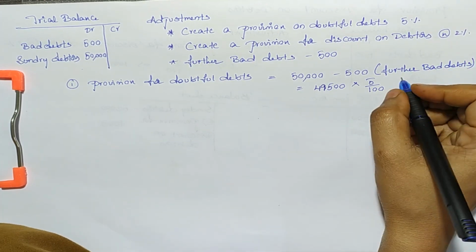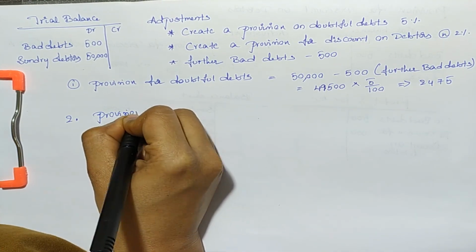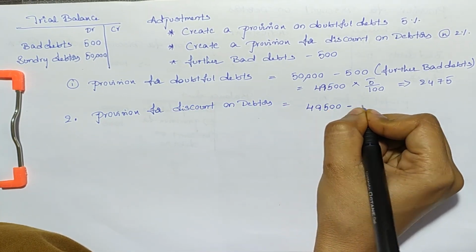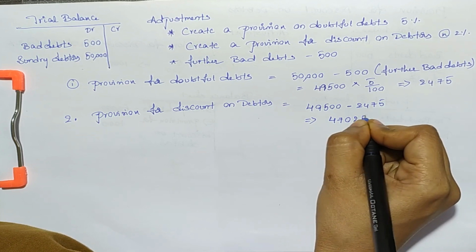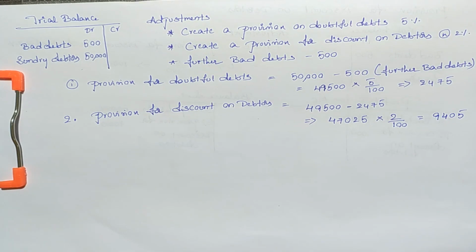On this we will calculate provision for doubtful debts, that is 5%, which comes to 2,475. To calculate provision for discount on debtors, we need to deduct provision for doubtful debts amount from the sundry debtors amount. That is 49,500 minus 2,475 comes to 47,025. On this, if we calculate 2%, it is 9,405.